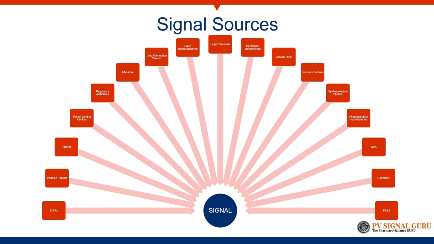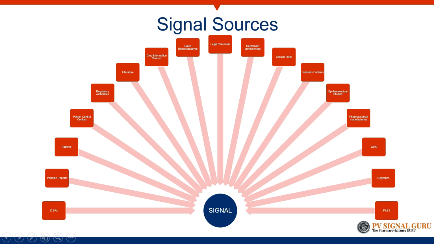They may also come from business partners, and we also receive it from pharmaceutical manufacturers. Companies are also responsible for monitoring and reporting safety data. And finally, epidemiological studies. Population-based studies can identify trends or associations between drugs and adverse outcomes. These diverse sources collectively contribute to the identification and evaluation of signals, ensuring a comprehensive approach to drug safety monitoring.